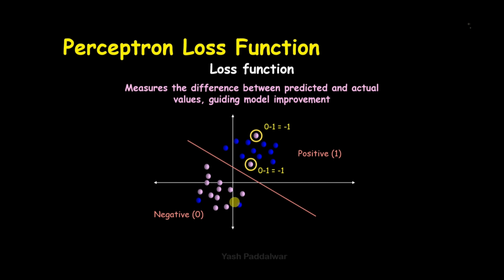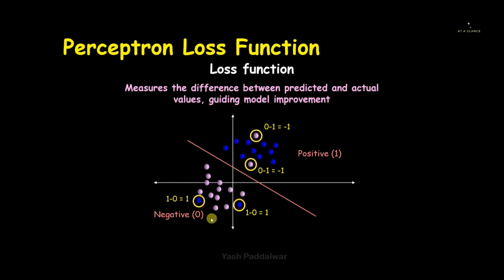Similarly, if we come to this particular class, here again we have two misclassified data points. If we consider this misclassified data point, the actual output here is 1 and the predicted output is 0. So what is the error? It is 1 minus 0, which is equal to 1. Similarly, in this class, you can also see one more misclassified data point, and again the actual output has to be 1 and the predicted output for this data point is 0. You can see 1 minus 0 is 1.